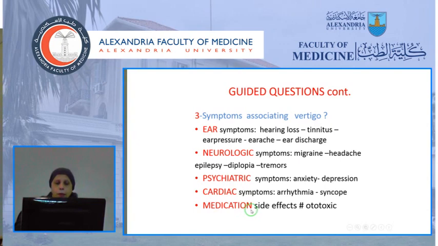Medication: some people were taking medication prior to the onset of the symptoms, and if you read the pamphlet, you might find side effects for this medication. They may be experiencing some of these side effects, or there is a history of ototoxic medications like gentamicin or aminoglycosides. They may be taking chemotherapeutic agents and so forth.